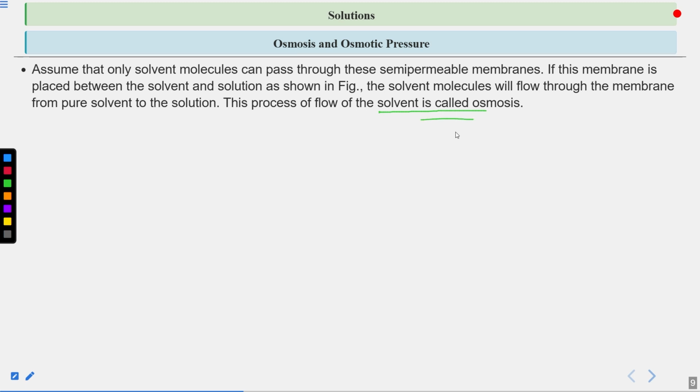If they are of the same size, then the process will be neglected. It will be of no sense. So osmosis is only there if the size is accordingly there to control the flow of the solute, and not the solvent.